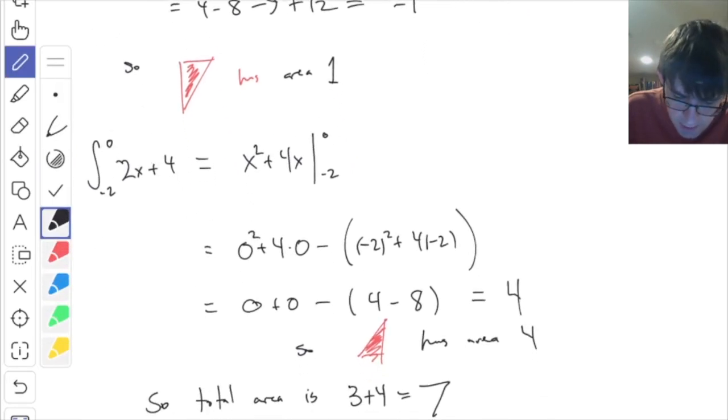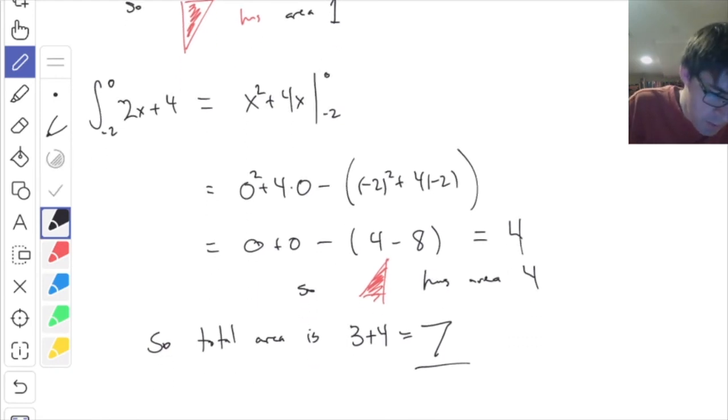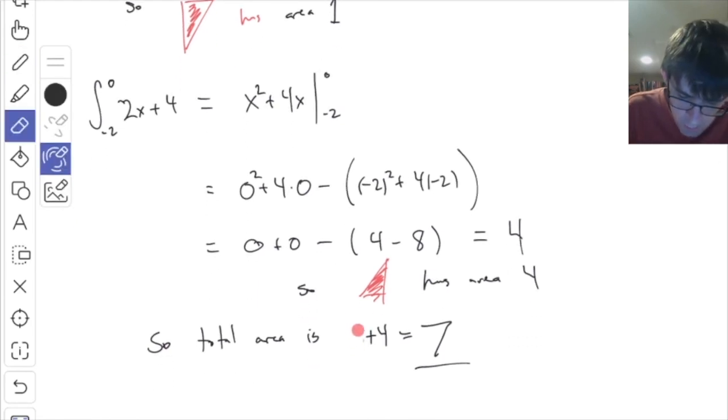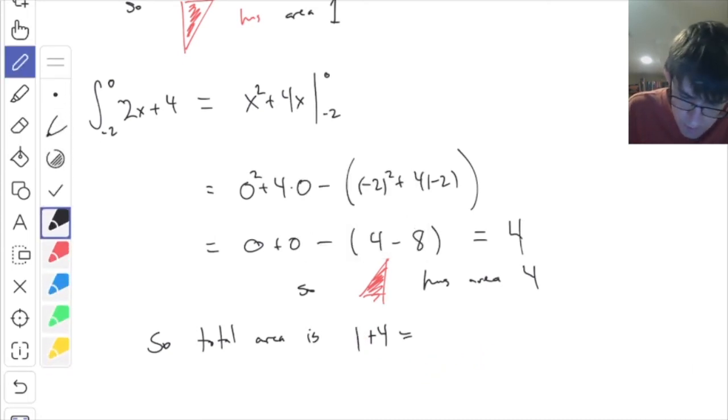Okay, so that has area 1. So down here at the bottom, it should be not 3 plus 4, but 1 plus 4. Thank you for that. 1 plus 4, which is 5. How you like me now? I think that's right. Any other questions about this? It is a little tricky.